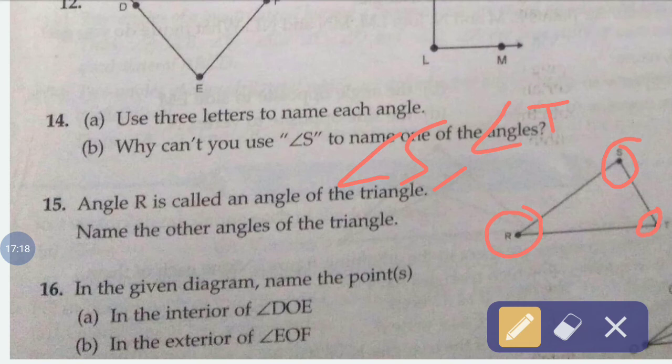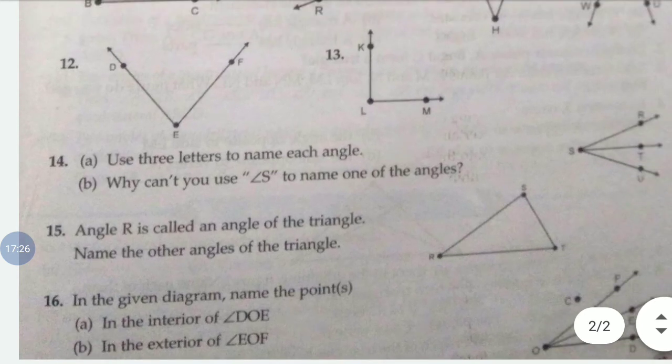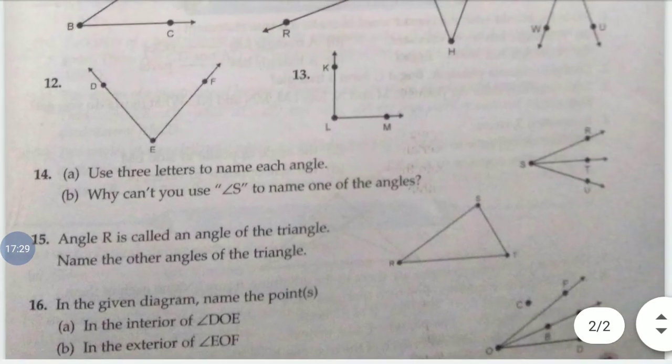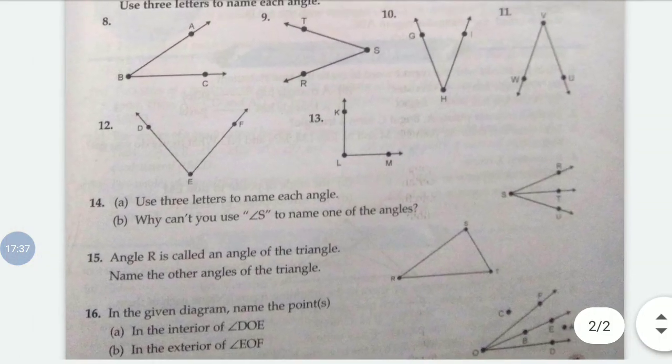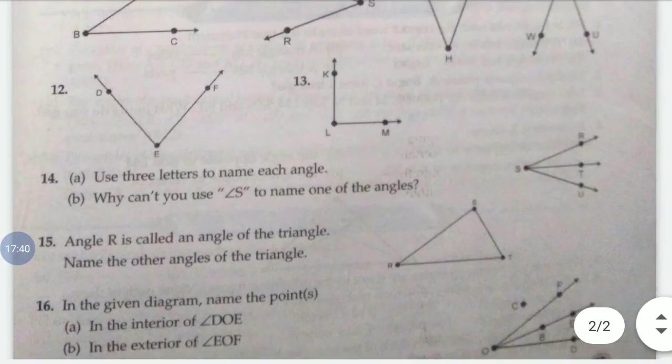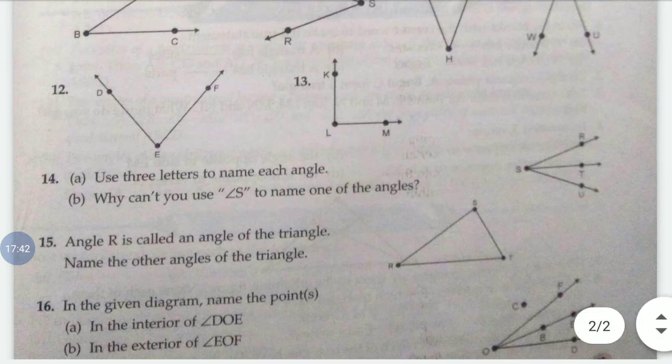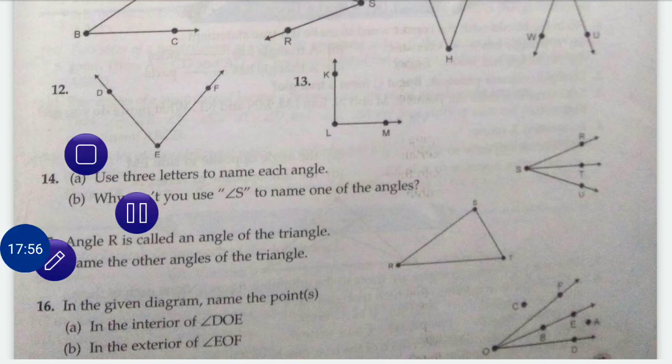Then the last question. In the given diagram, name the points. Here the diagram is given, and by using that diagram we have to write the interior, exterior and as well as on the angle. So first, interior. They have asked about the interior of angle DOE. So you have to first of all search where is the angle DOE. Here is your angle DOE.